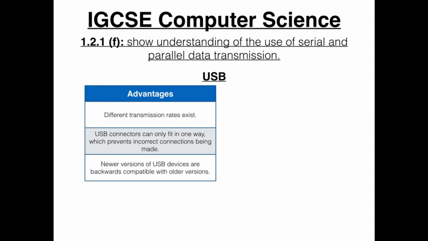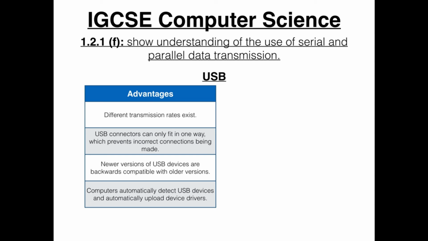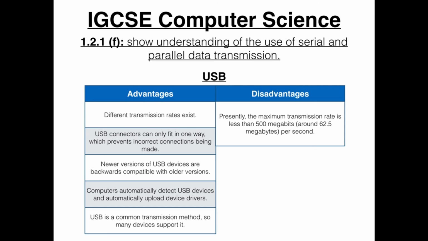Newer versions of USB devices are backwards compatible with older versions, and that can be an advantage, actually. And computers automatically detect USB devices and automatically upload device drivers, as we've discussed. And of course, it's a common transmission method, so many devices support it. Disadvantages include the maximum transmission rate being less than 500 megabits per second, which is around 62.5 megabytes per second. And presently, the maximum cable length is 5 meters.